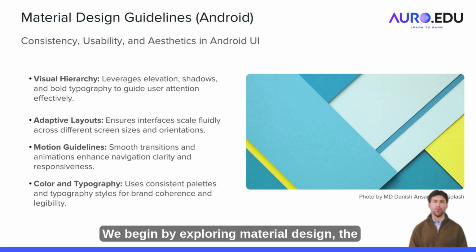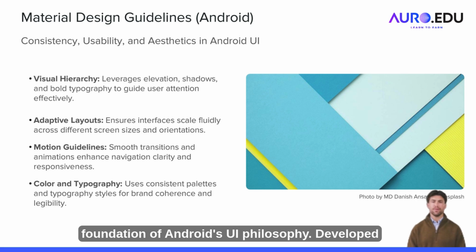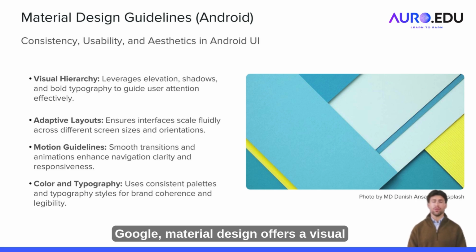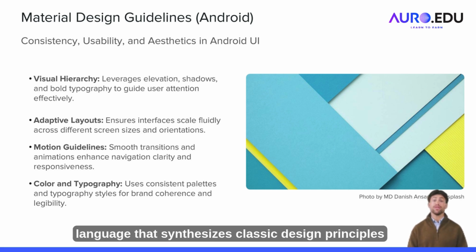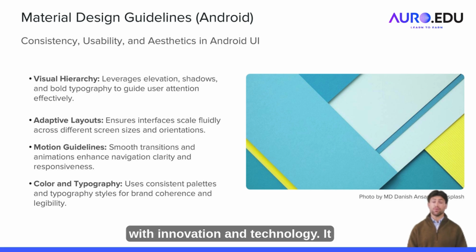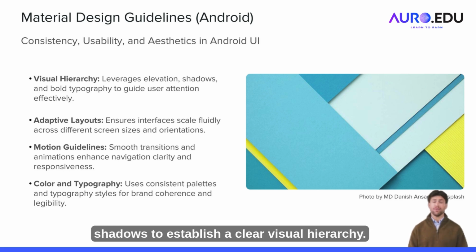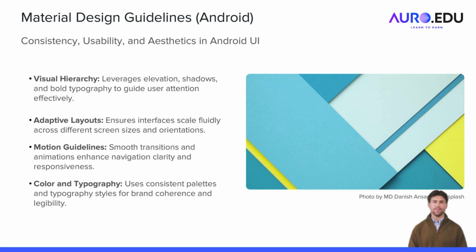We begin by exploring material design, the foundation of Android's UI philosophy. Developed by Google, material design offers a visual language that synthesizes classic design principles with innovation and technology. It emphasizes elevation and depth, using shadows to establish a clear visual hierarchy. This not only helps guide user attention, but also reinforces intuitive navigation.